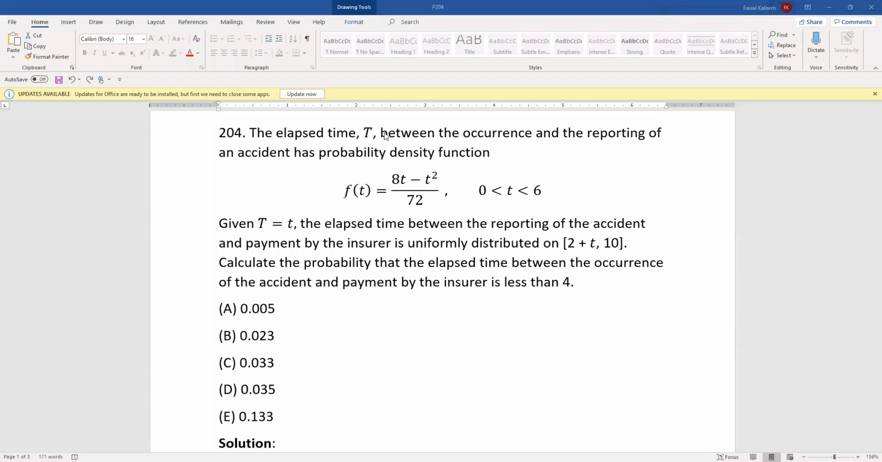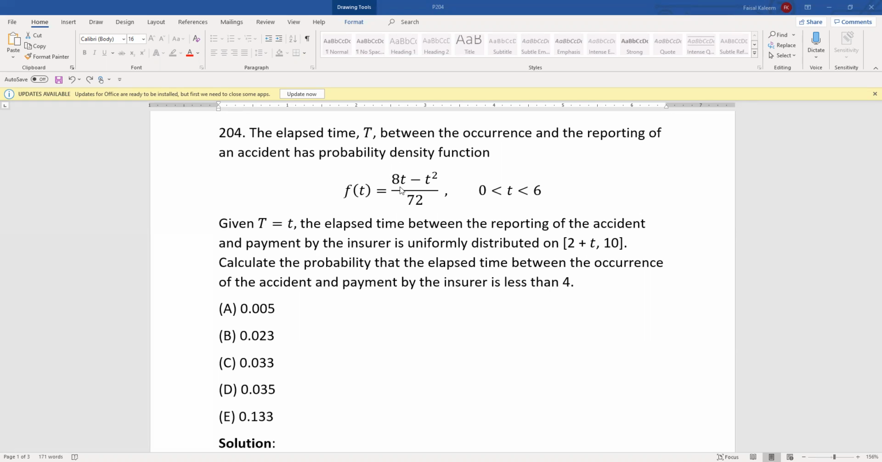The elapsed time t between the occurrence and the reporting of an accident has a PDF f of t. Given T equals t, the elapsed time between the reporting of the accident and payment is uniform on 2 plus t to 10. Calculate the probability that the elapsed time between the occurrence of the accident and payment is less than 4.